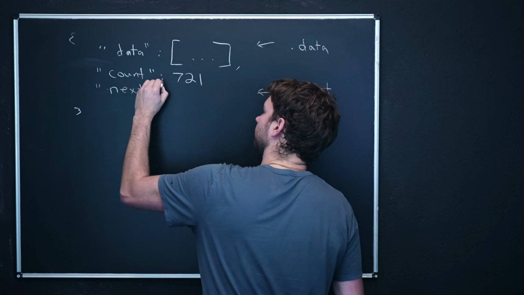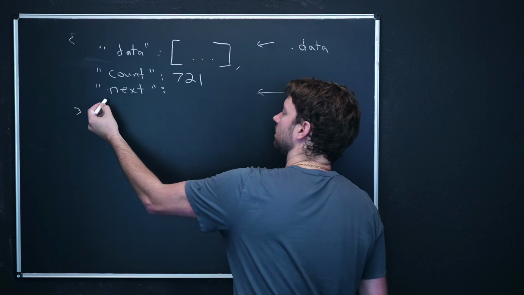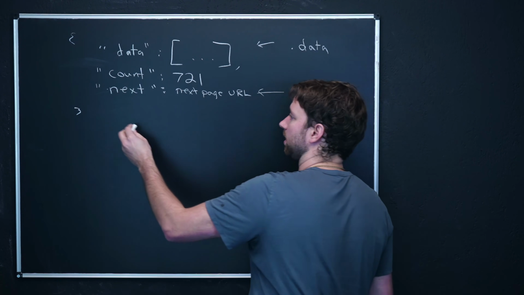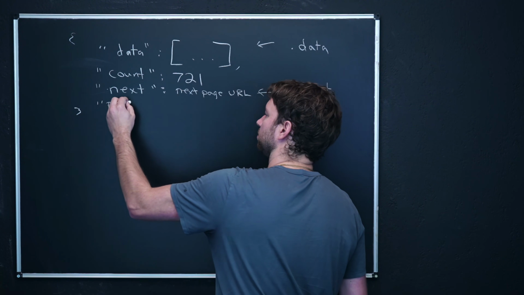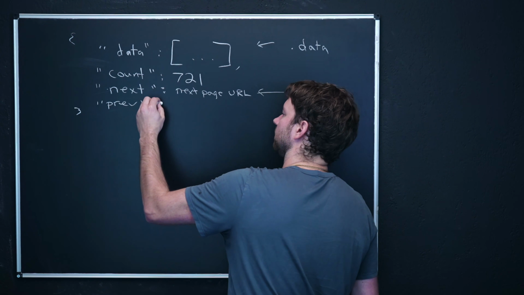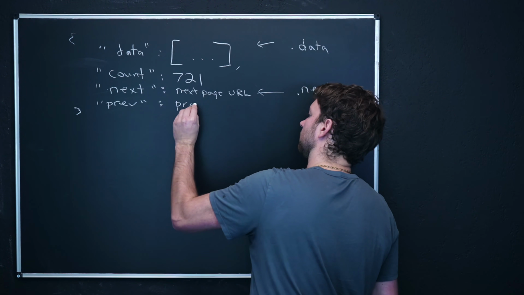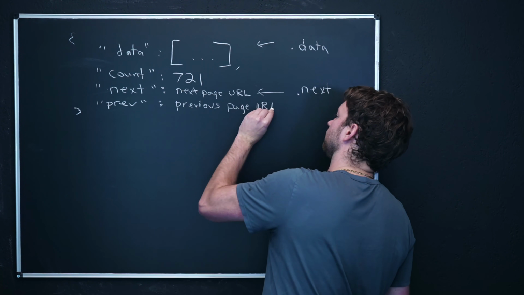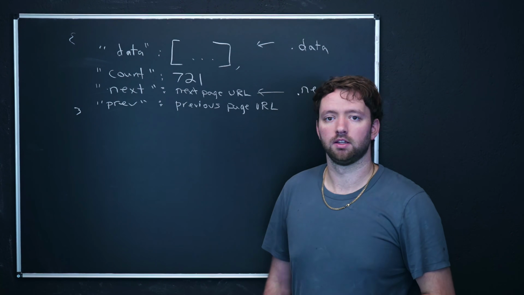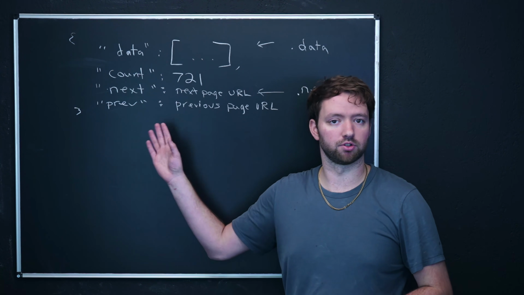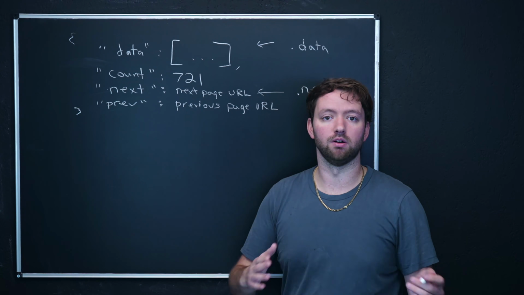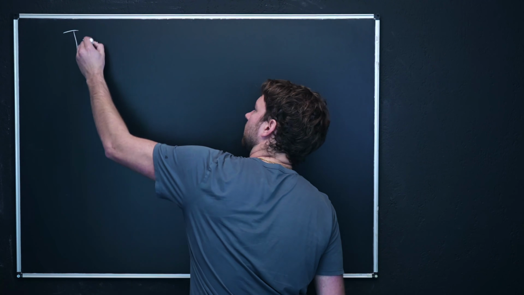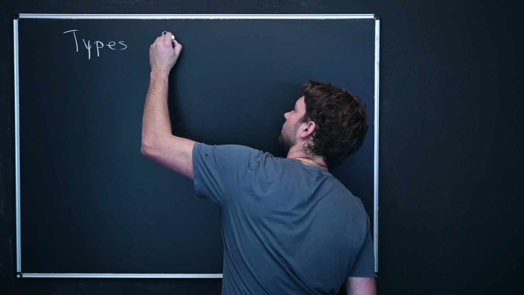We may have, for ease to the client, a next attribute, which could be a URL to the next page, and then a similar thing for the previous page. So the consumer of this API can navigate very easily just grabbing those attributes. But we can customize this behavior. We can do whatever structure we want as long as the client knows how to take this information and go to the next page. So let's now talk about the types of pagination.